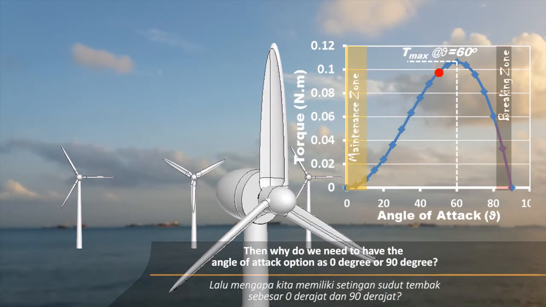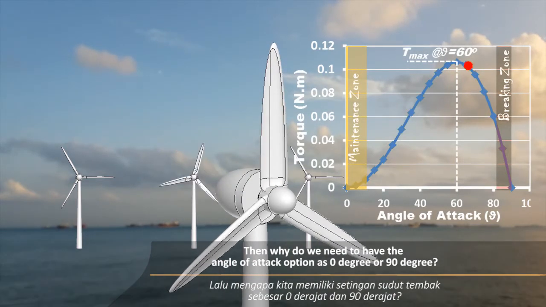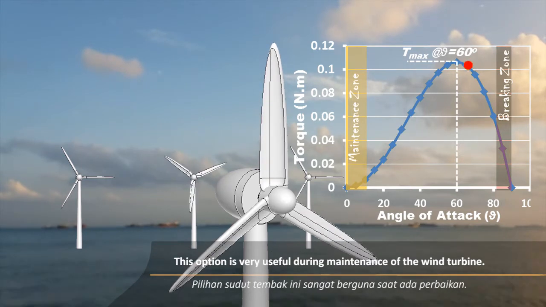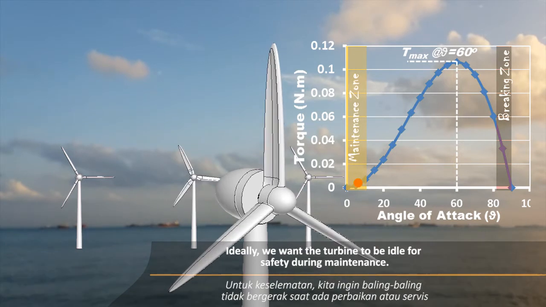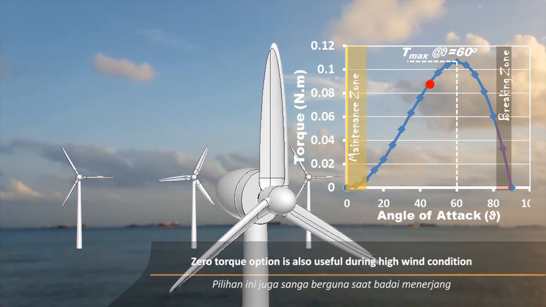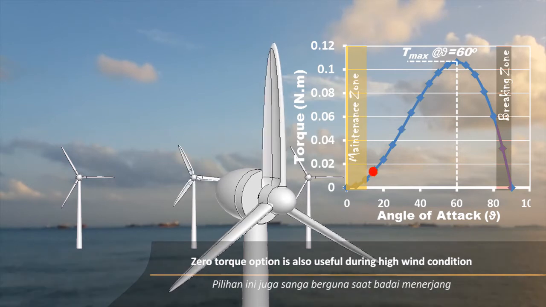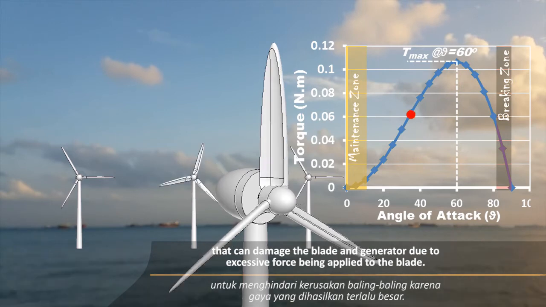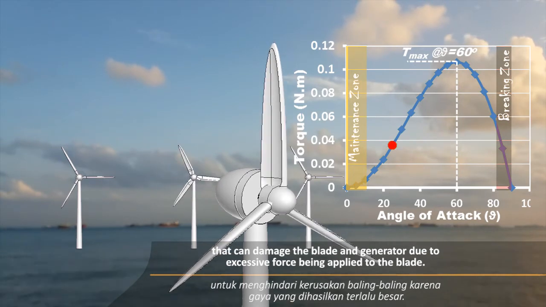Then why do we need to have the angle of attack option as 0 degrees or 90 degrees? This option is very useful during maintenance of the wind turbine. Ideally, we want the turbine to be idle for safety during maintenance. Zero torque option is also useful during high wind condition that can damage the blade and generator due to excessive force being applied to the blade.